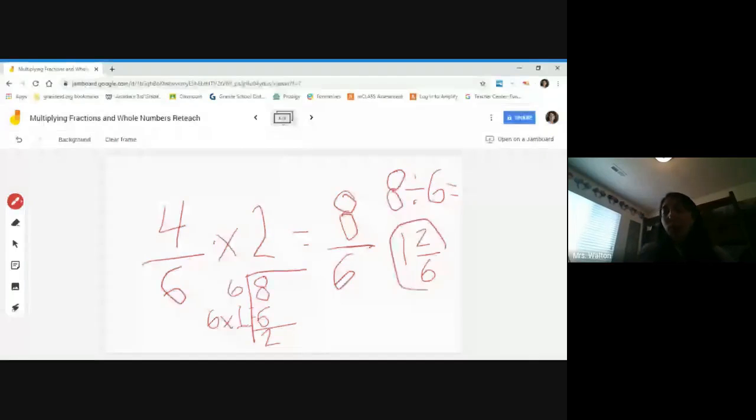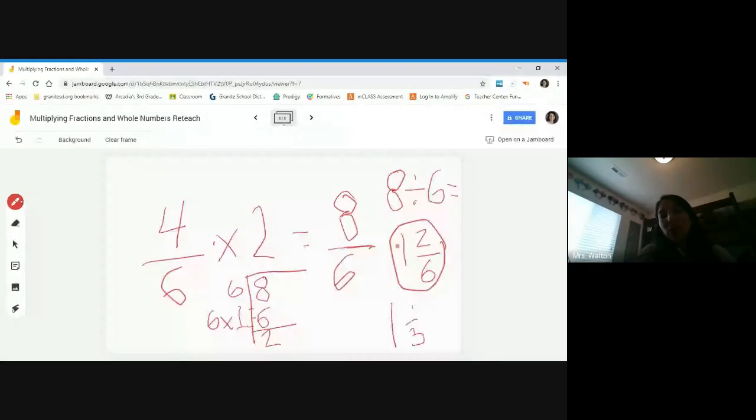You could also do the rainbow if you really wanted to, and you would get 1 and 1/3. But it doesn't ask you to simplify, so you're just fine writing 1 and 2/6. But it did ask you to write it as a mixed number, so make sure you do it. Mixed number, there's my abbreviation for number.